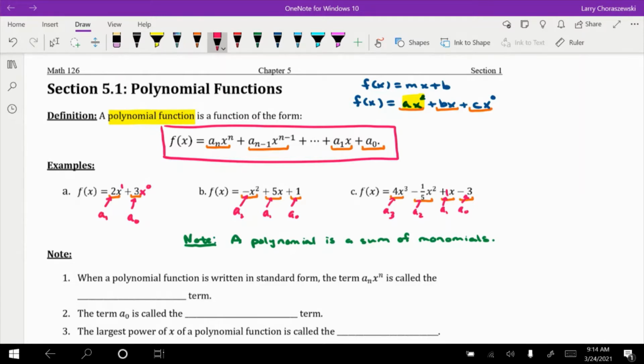So I don't really have an example to put up on the screen here because we won't be working with two variable polynomials. It'll just be single variable. Okay, thank you. Yep, no problem.